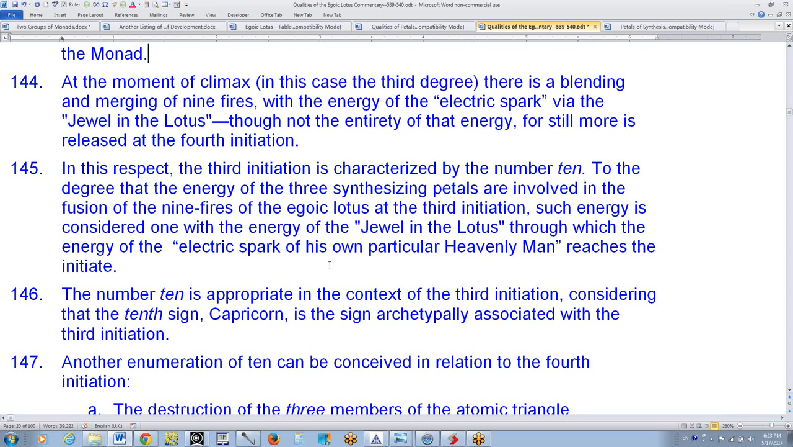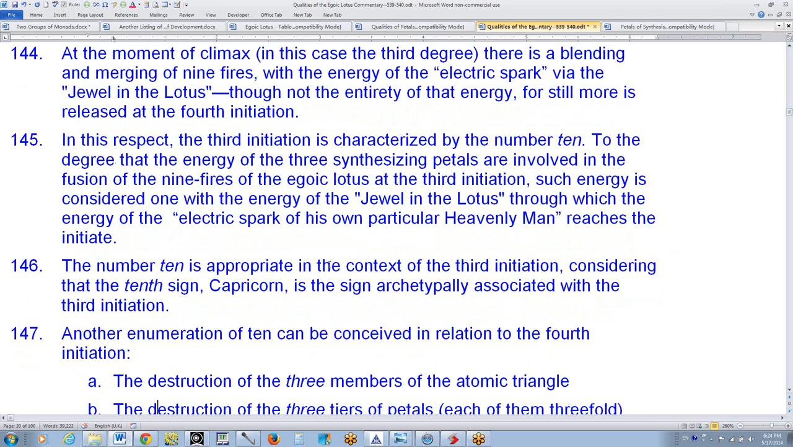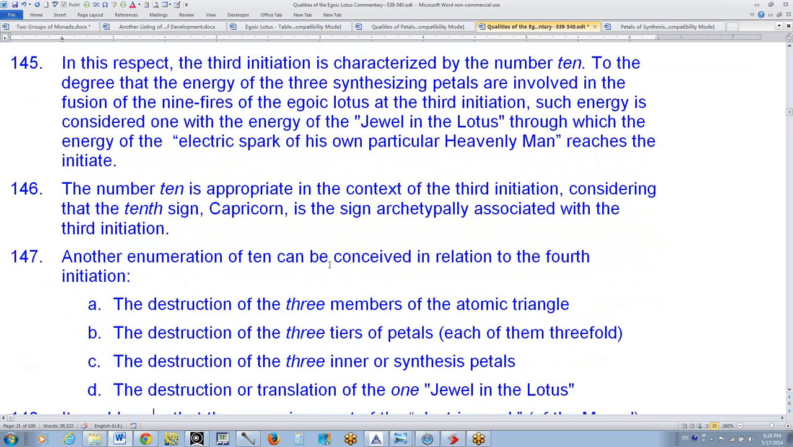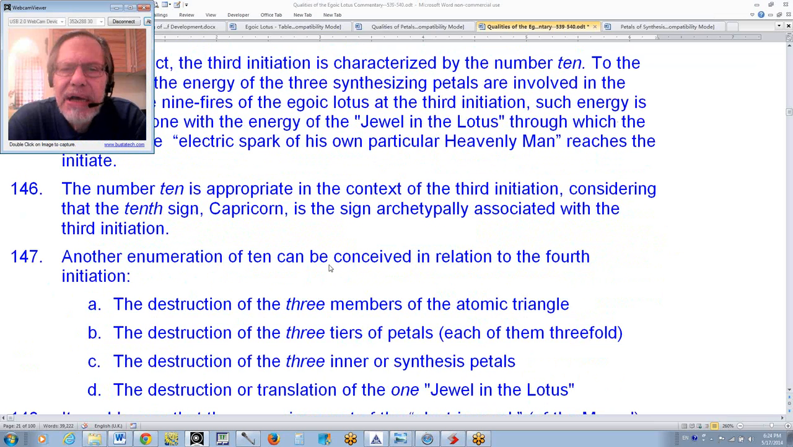So in this respect, the 3rd initiation is characterized by the number 10, which, of course, makes sense. It's on the 5th ray, interestingly, and the 1st ray comes in. To the degree that the energy of the 3 synthesizing petals are involved in the fusion of the 9 fires of the Egoic Lotus at the 3rd initiation, such energy is considered one with the energy of the jewel in the lotus, through which the energy of the electric spark of his own particular heavenly man reaches the initiate. So the number 10, then, is appropriate in the context of the 3rd initiation, considering that the 10th sign, Capricorn, is the sign archetypally associated with the 3rd initiation, the 10th sign.